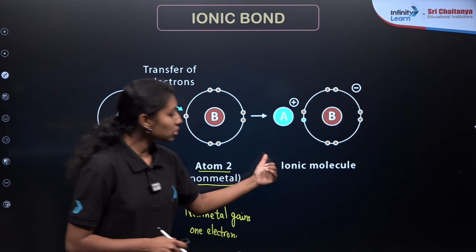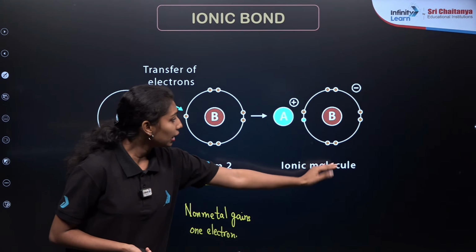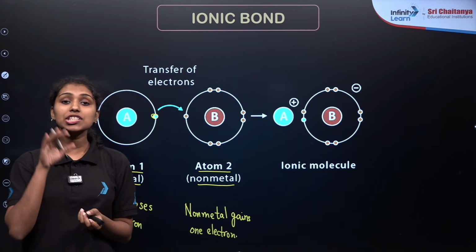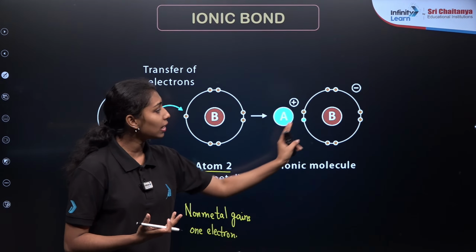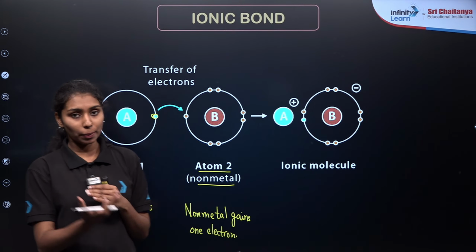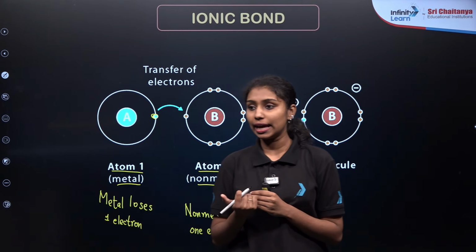Those that lose electrons will have the positive charge, and those that gain electrons will have a negative charge. So in the case of ionic compounds, there will be cations as well as anions present, right? Metal will easily form the cations and non-metal will easily form the anions.